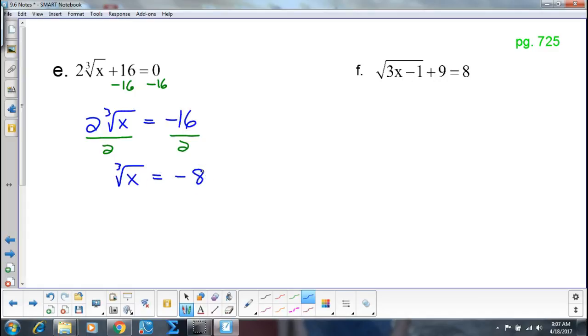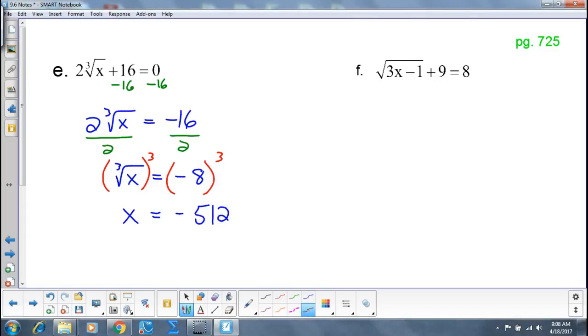Then what? Cube root or cube? Cube to get rid of the root. So I'm going to cube both sides. Left side gives me x. Right side gives me negative 512. What do I need to do now?